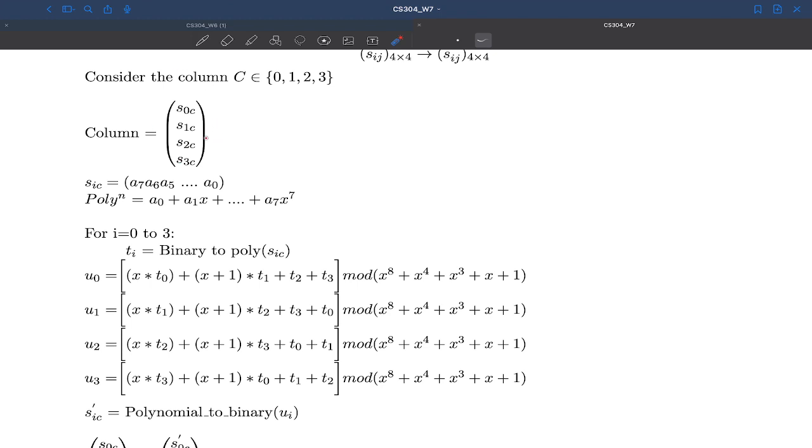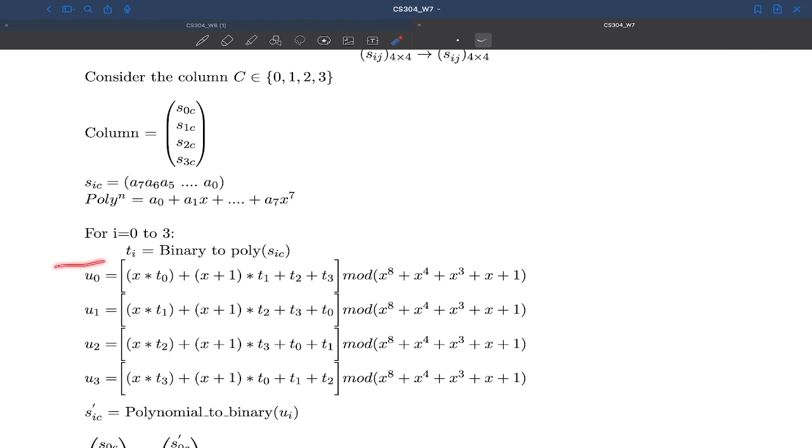So in each column I have 4 entries. So I have to process each element, each entry of 8-bit, one by one. That's why I'm running a for loop from i equal to 0 to i equal to 3. So 4 iterations I need.